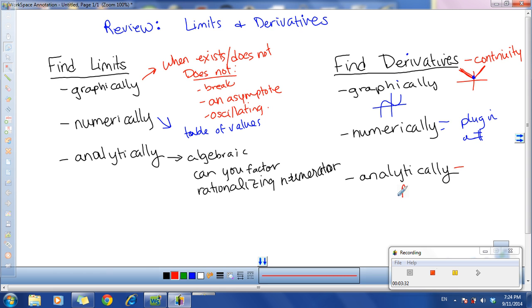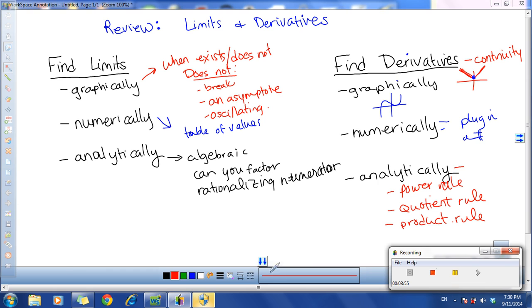So this is like your power rule, your quotient rule, the low d high minus high d low all over low squared, and this is also your product rule. All these rules that you've learned so far are ways of finding your derivative analytically. And in addition to being able to do all of these things graphically, numerically, and analytically, you must also be able to do it verbally.